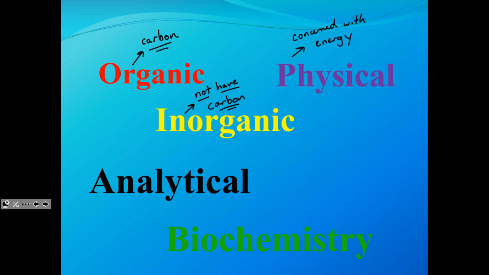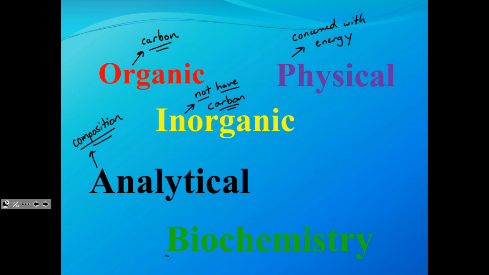Analytical chemistry, if you analyze something, you're trying to figure out what's going on with it or what it has or what it's made of. So in analytical chemistry, you're looking at the composition. What is stuff made out of? How can you analyze that?